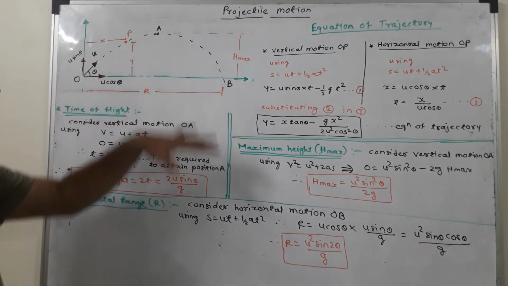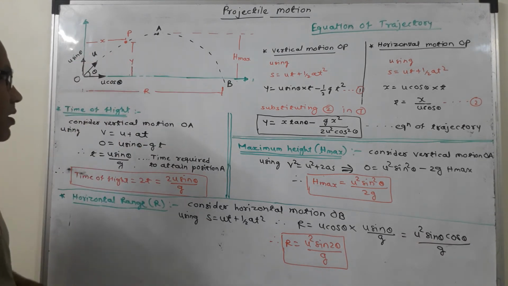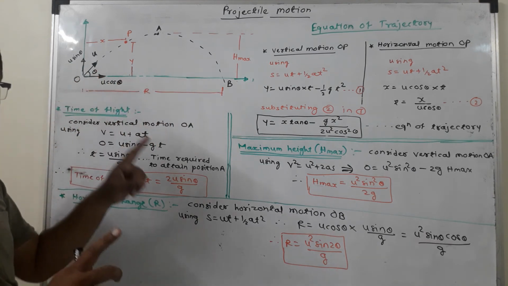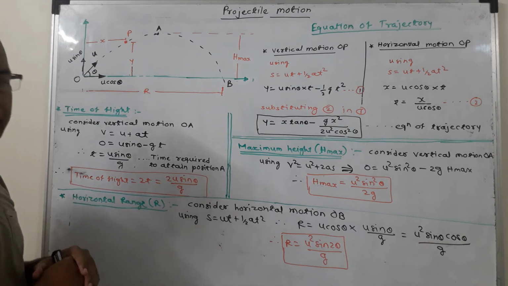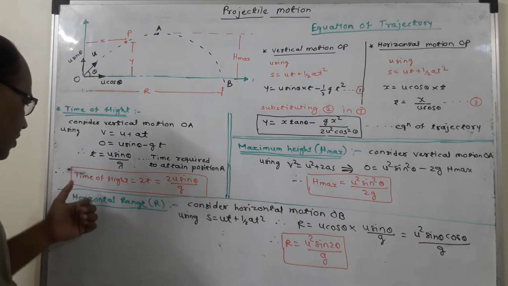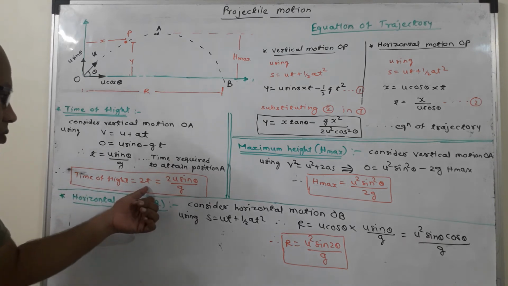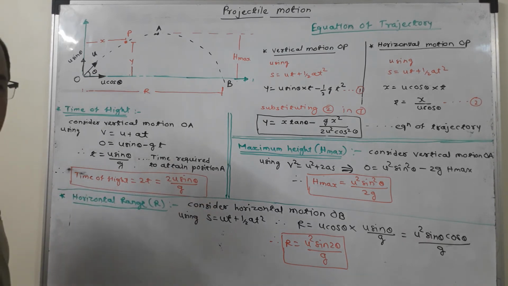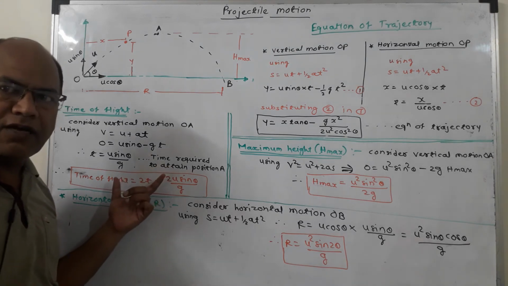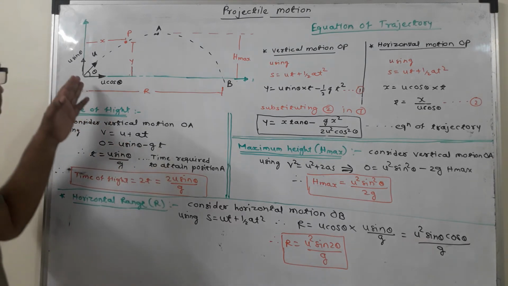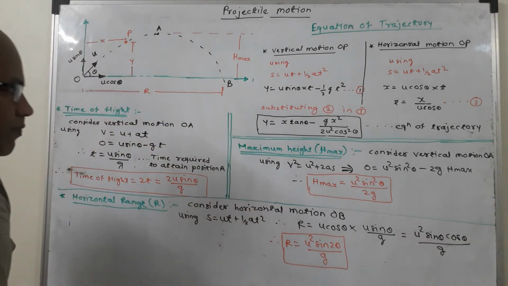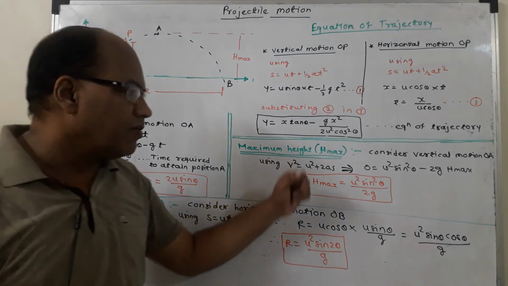So if I consider the path as symmetric, then the total time of flight from O to B, if O and B are on the same horizontal level, now remember the condition, O and B are on the same horizontal level, then time of flight is equal to 2t, that is equal to 2u sin theta upon g. So it is an expression for time of flight if the point of projection and point of landing are on the same horizontal level.